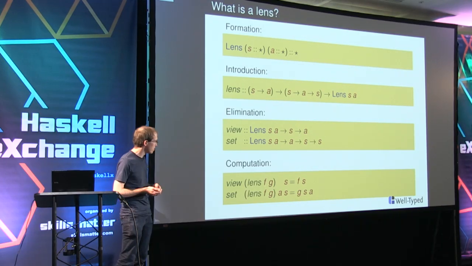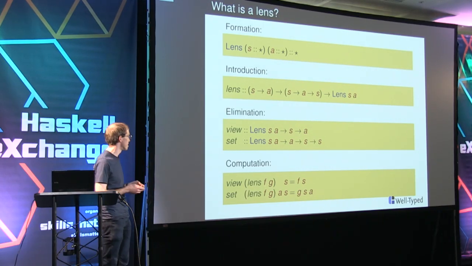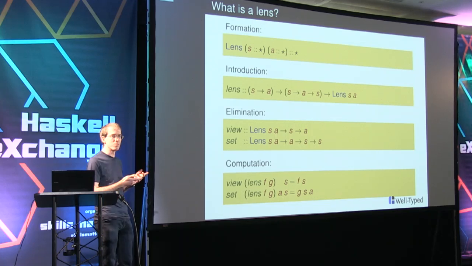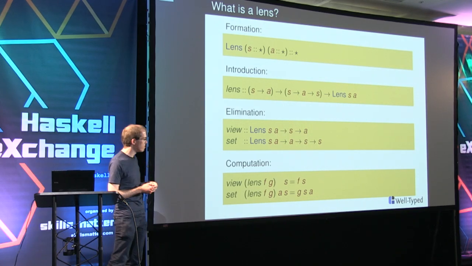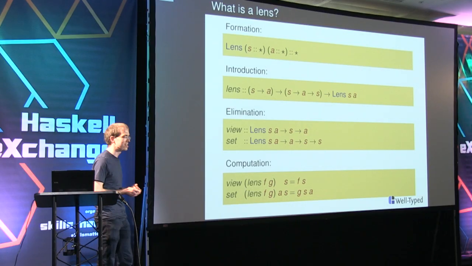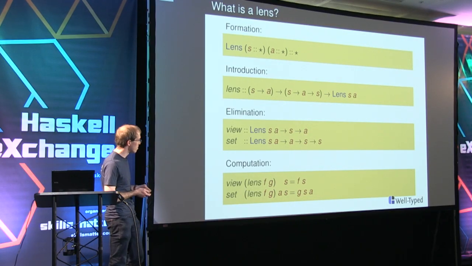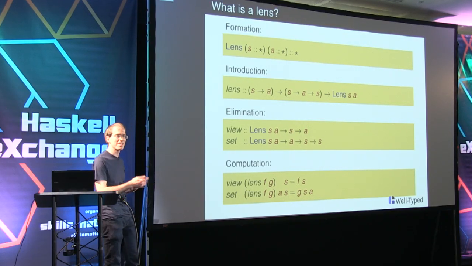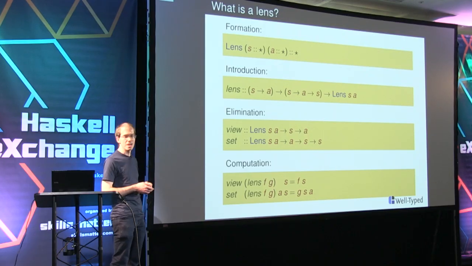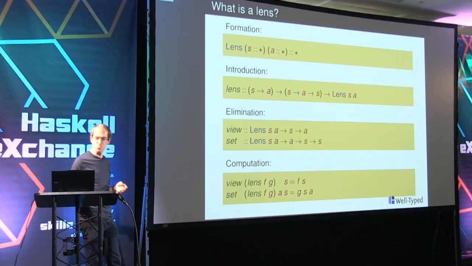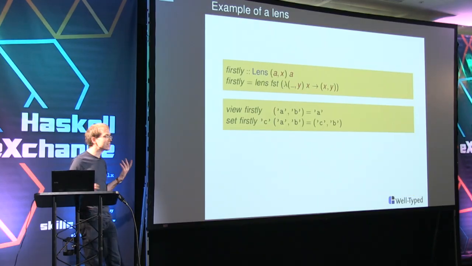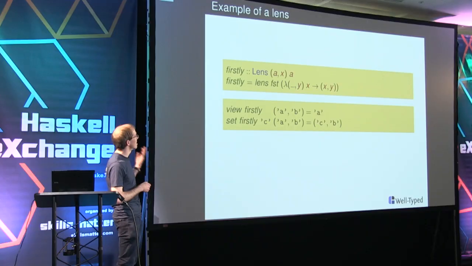And then in this presentation, we typically have computation rules which say, well, what do the elimination rules do interacting with the introduction rules? And that simply says that if you call view on a lens you've built, then you get the view function f back, and if you call set, you get the set function g back. So hopefully, so far, this is fairly straightforward and familiar to most of you. But let's have an example, just in case.